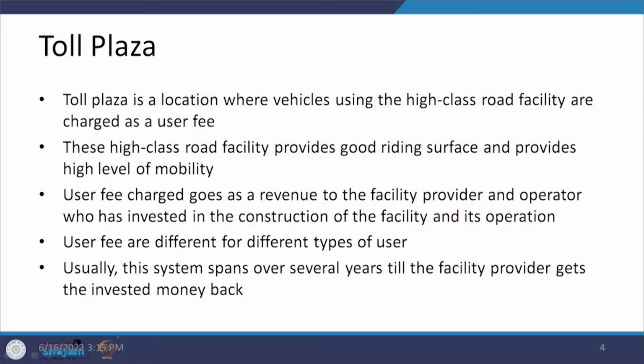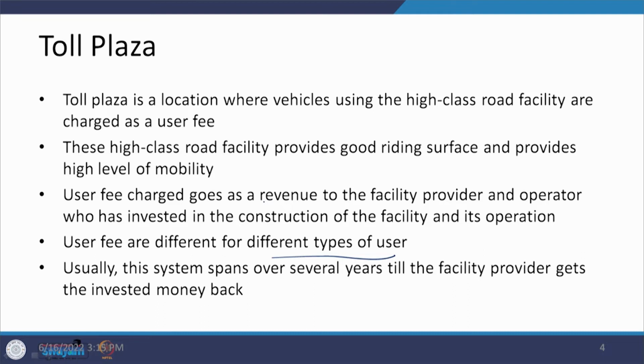So, people are going to prefer these high class roads, and when it is being constructed, it is a multi-lane, divided system, and the speeds are higher. Whatever the investment is being done to create that network, the user fee is then imposed there. Now, these user fees are going to be different for the different types of vehicle users. If we have a truck or a bus, the charges may be different. If it is a car, then the charge is going to be further different. It may be lower than the bus or the truck.